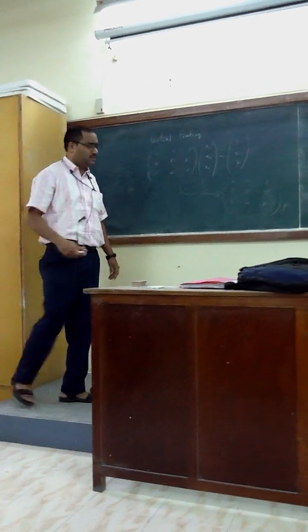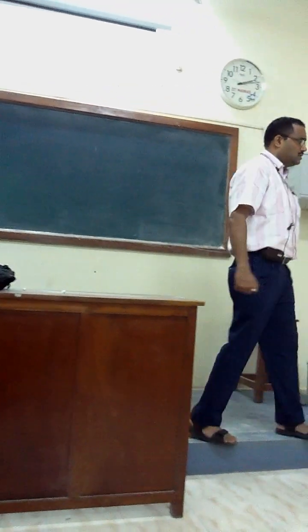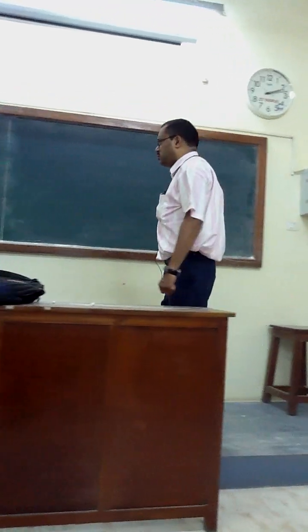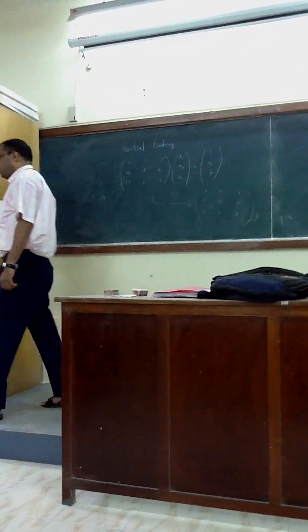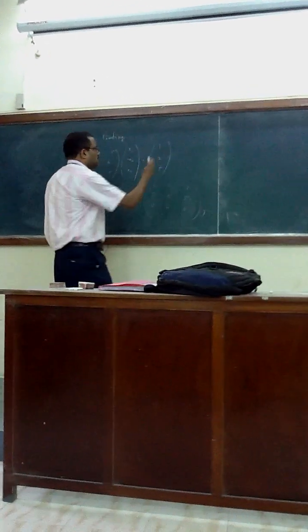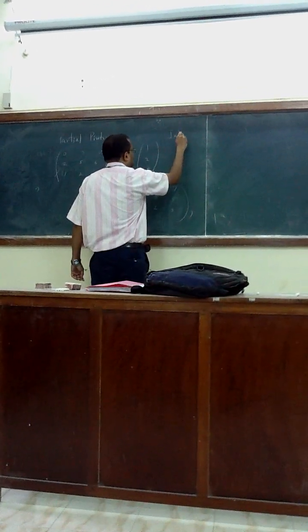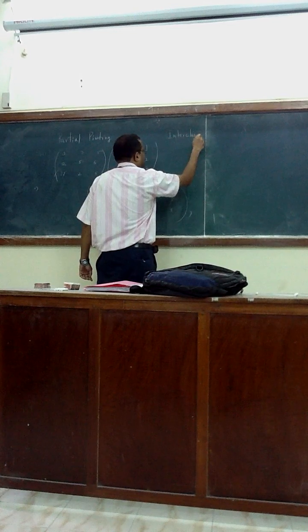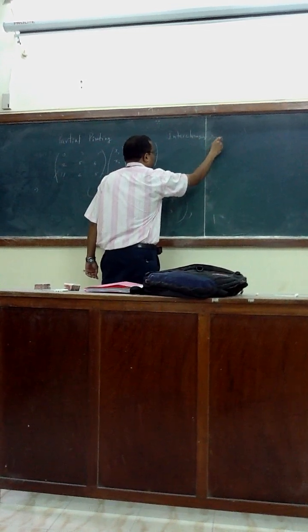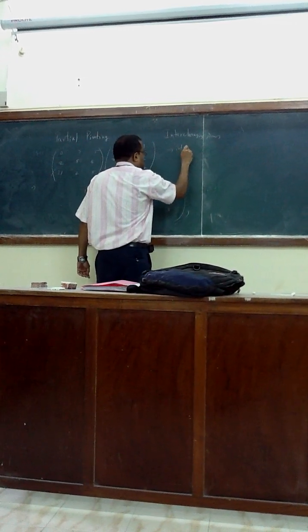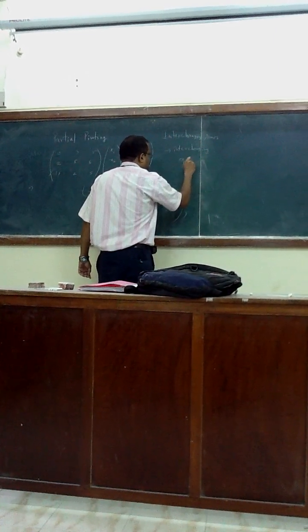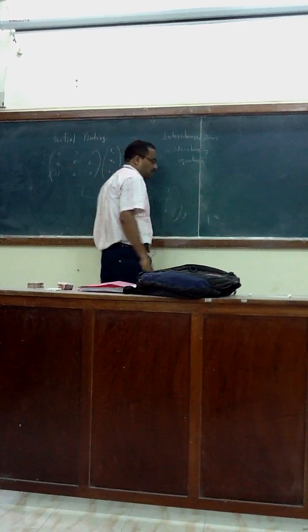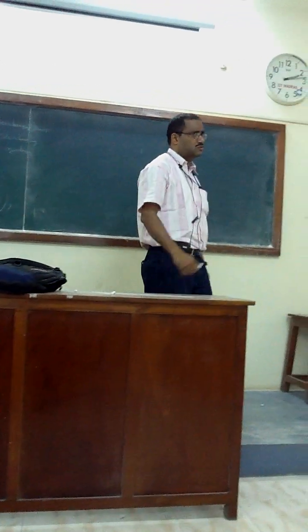I will not encourage complete pivoting, because it means you have to interchange columns. If you interchange columns, the entire thing is jumbled up, and that is not expected. Interchanging rows means interchanging equations, and that's okay. Interchanging columns is something dangerous, which we will not do.